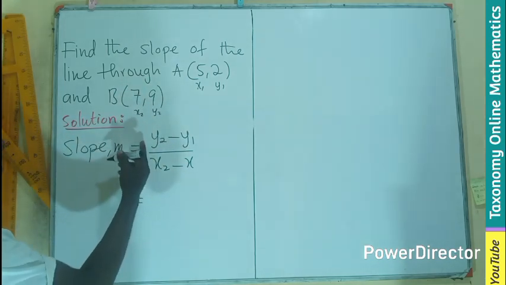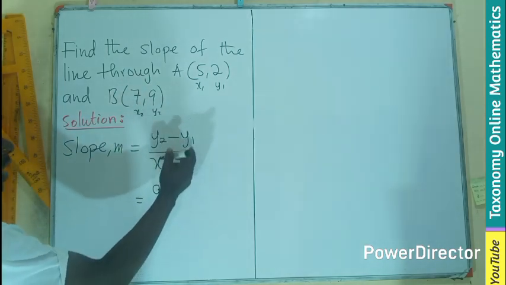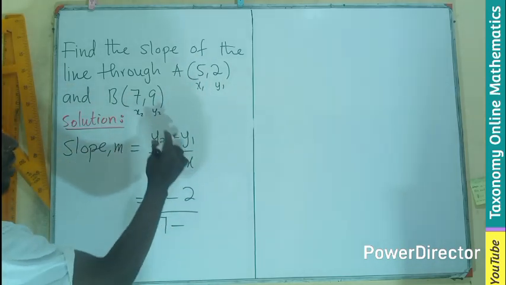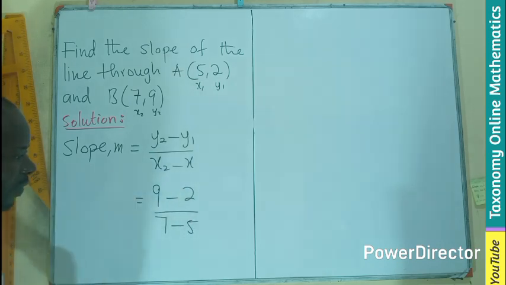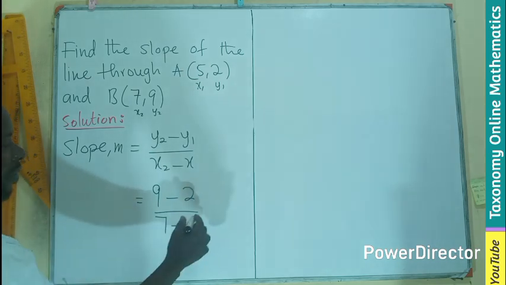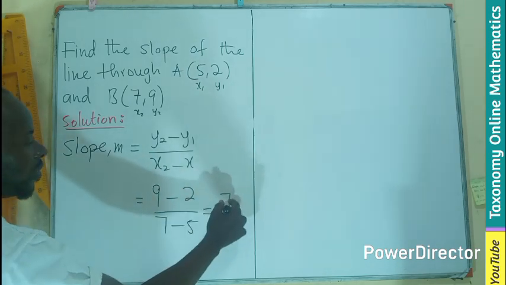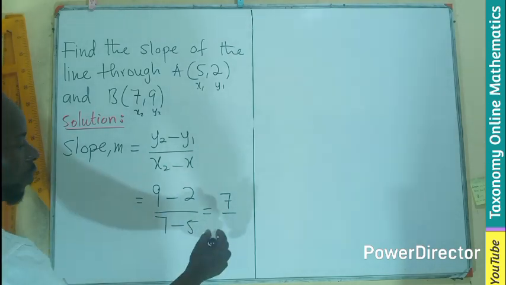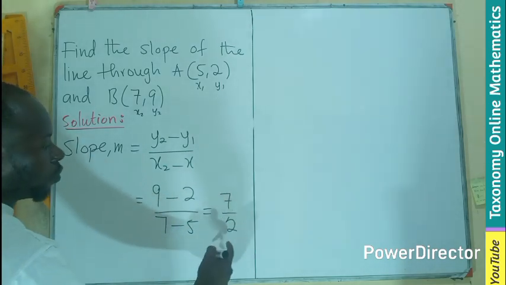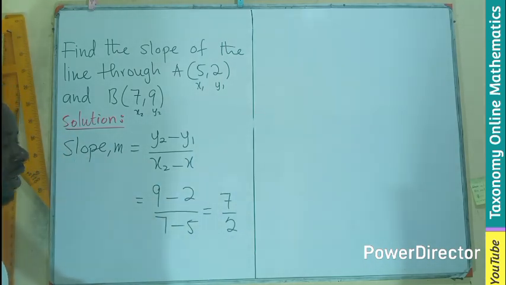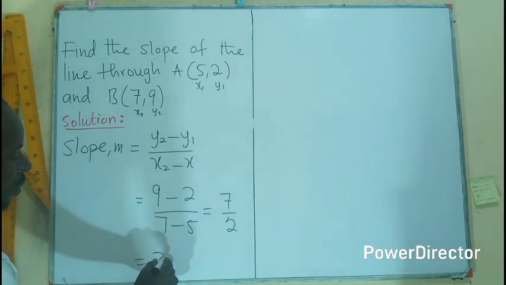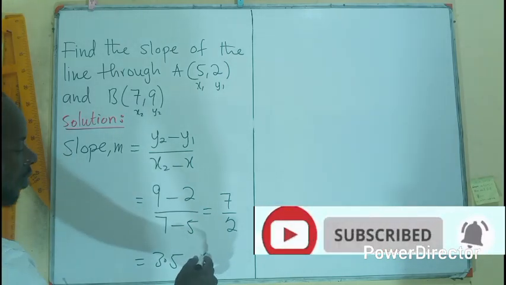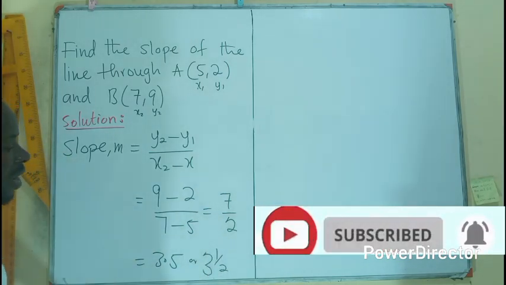So this means that your 9 minus 2 divided by 7 minus what? 5. Remember, 9 minus 2 will give you 7. Then 7 minus 5 will also give you what? 2. Meaning we are dividing this by 2. That will give you 3.4. So the gradient or the slope is 3.5, or 3 whole number 1 out of 2.